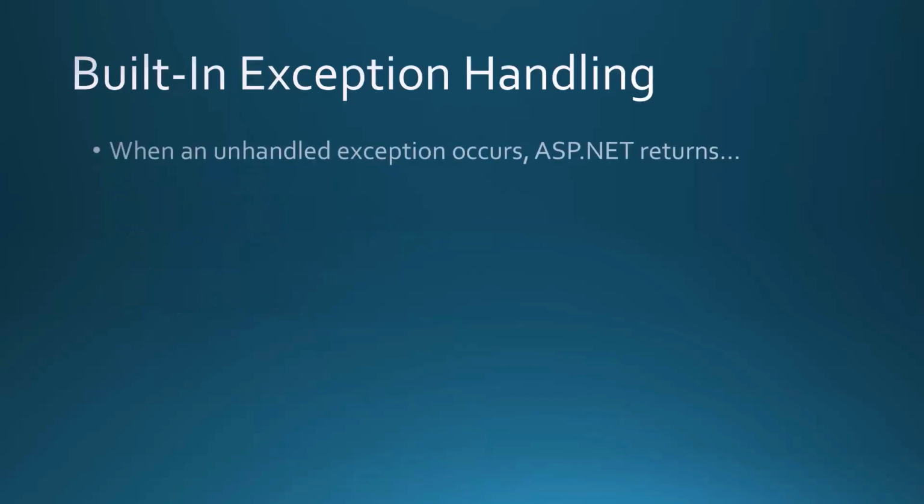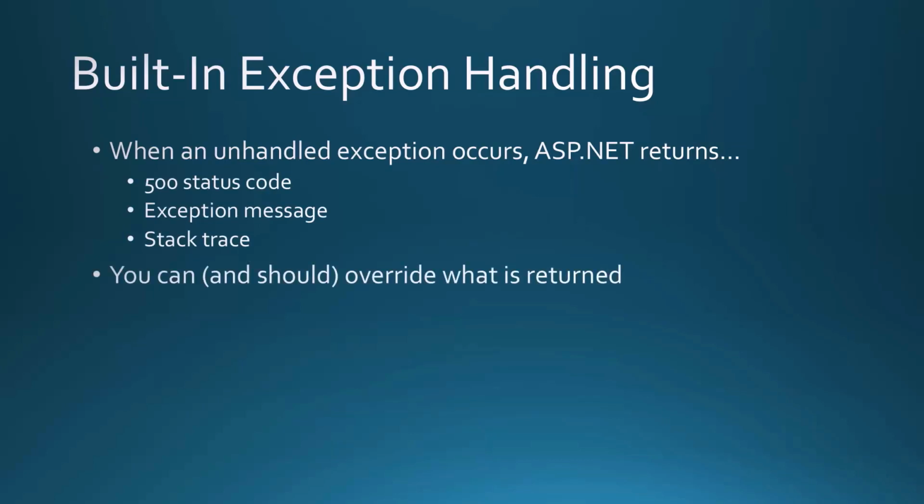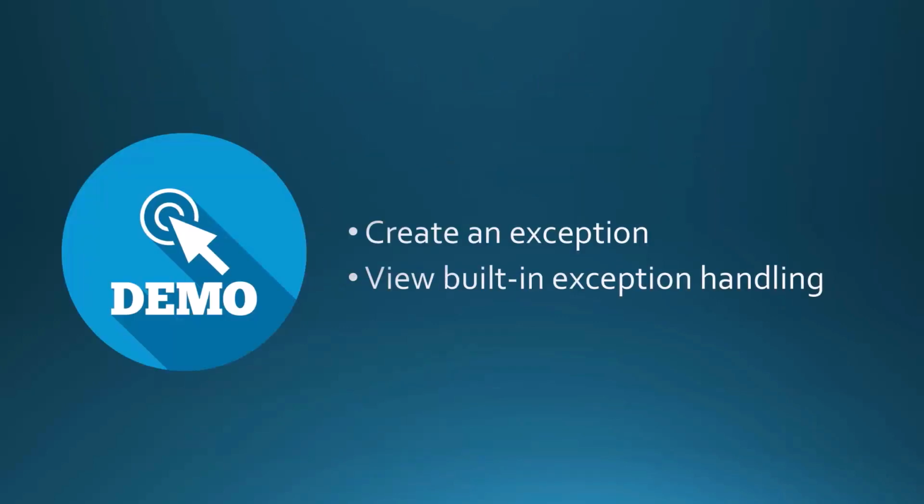When an unhandled exception occurs, ASP.NET returns a 500 status code, the exception message, and a full stack trace. Now, you can and you should override these things that are returned because you don't want this much information going down to the caller. That would probably give them a little too much. So let's go ahead, create an exception, and view this built-in exception handling.